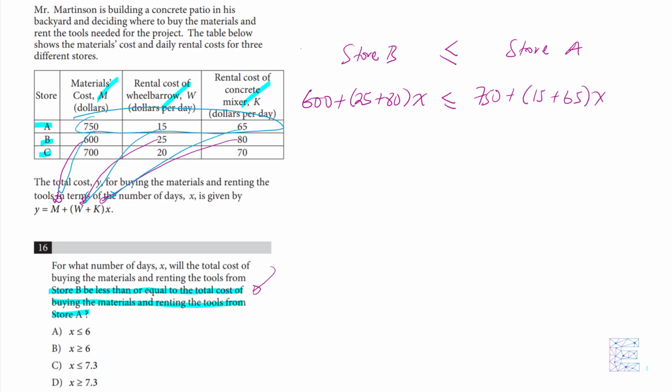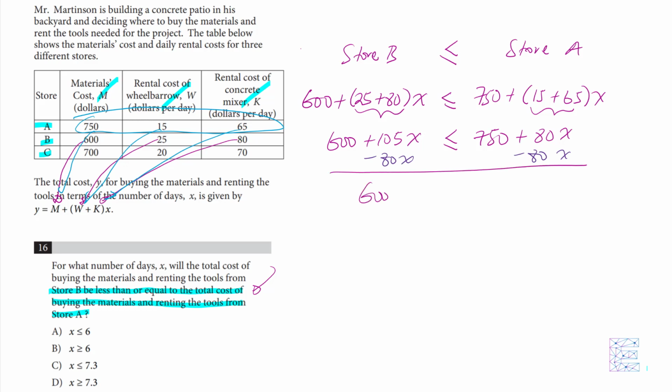And now we see that we can actually work this out algebraically. Thankfully, we have like terms in here and in here. We can combine. So it would be 600 plus 105x is less than or equal 750 plus 80x. So to solve for x, let's subtract 80x from both sides. That's going to give us 600 plus 25x is less than or equal 750, because these 80s canceled.